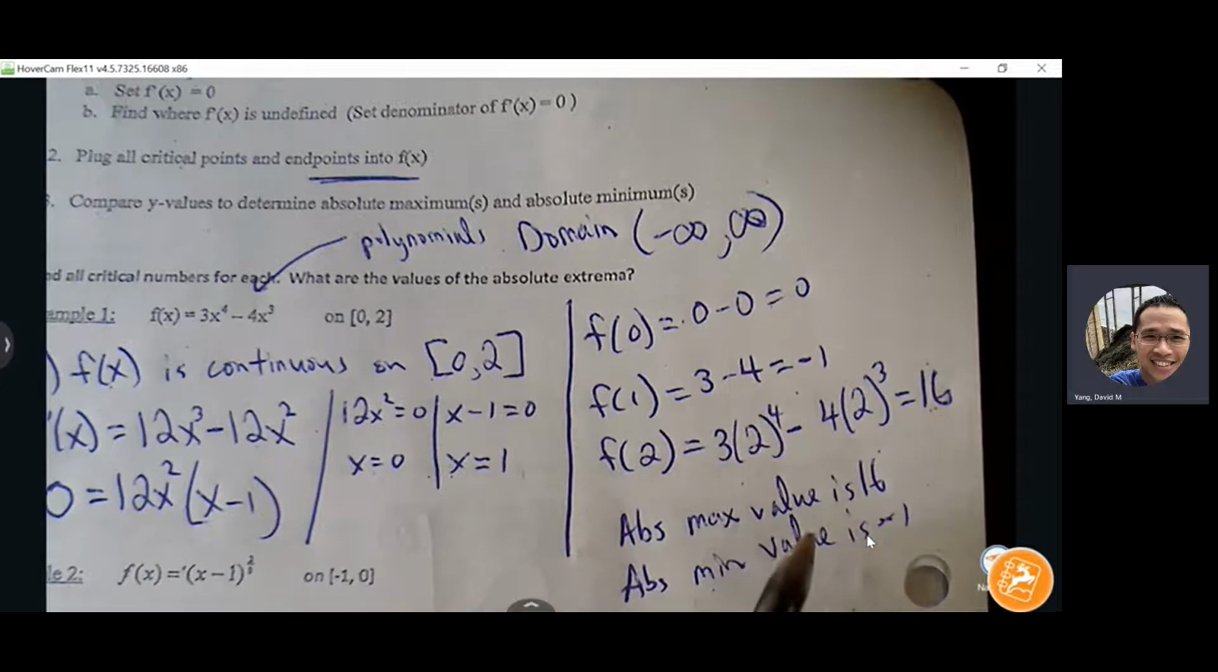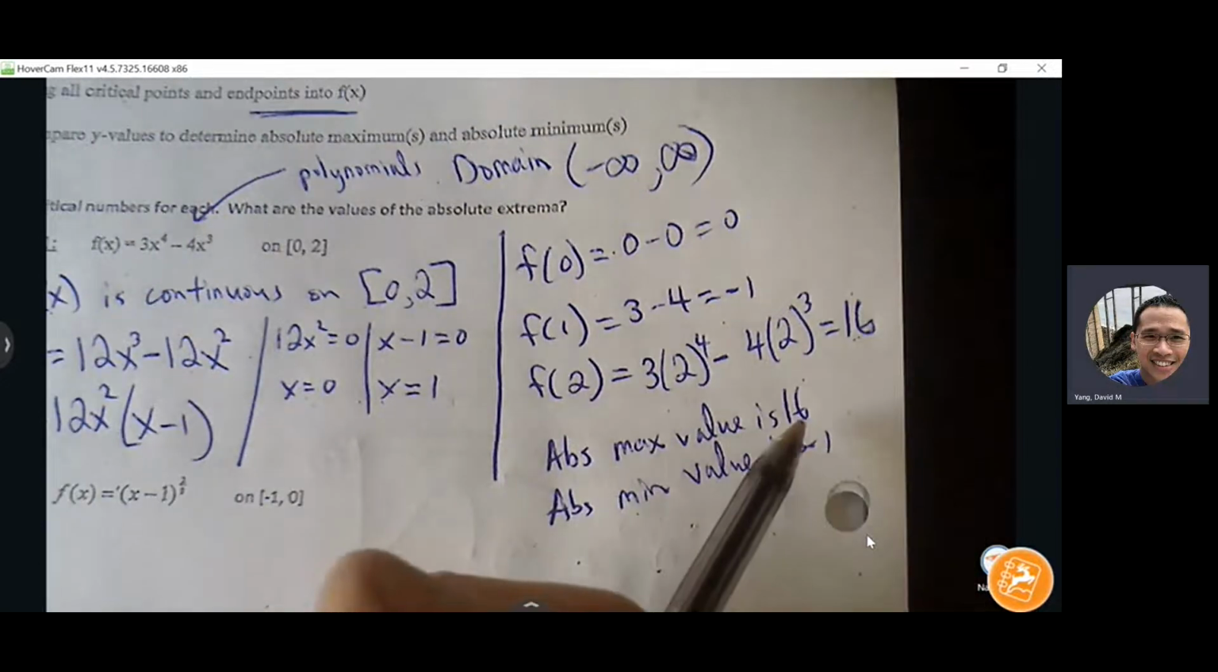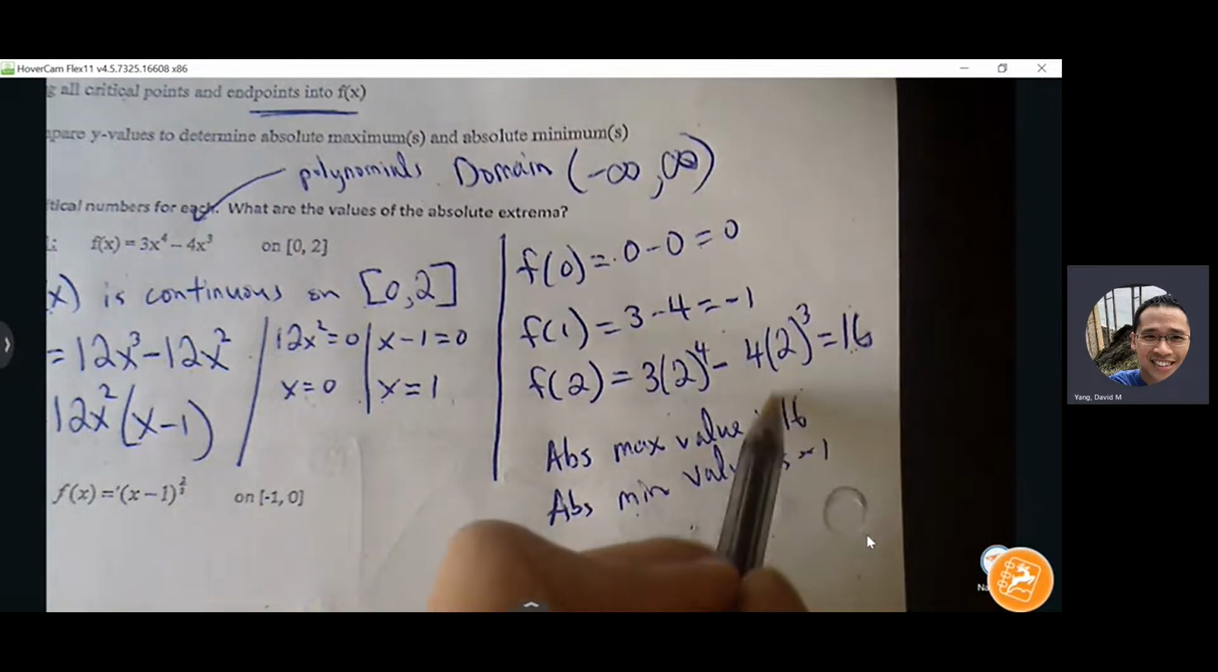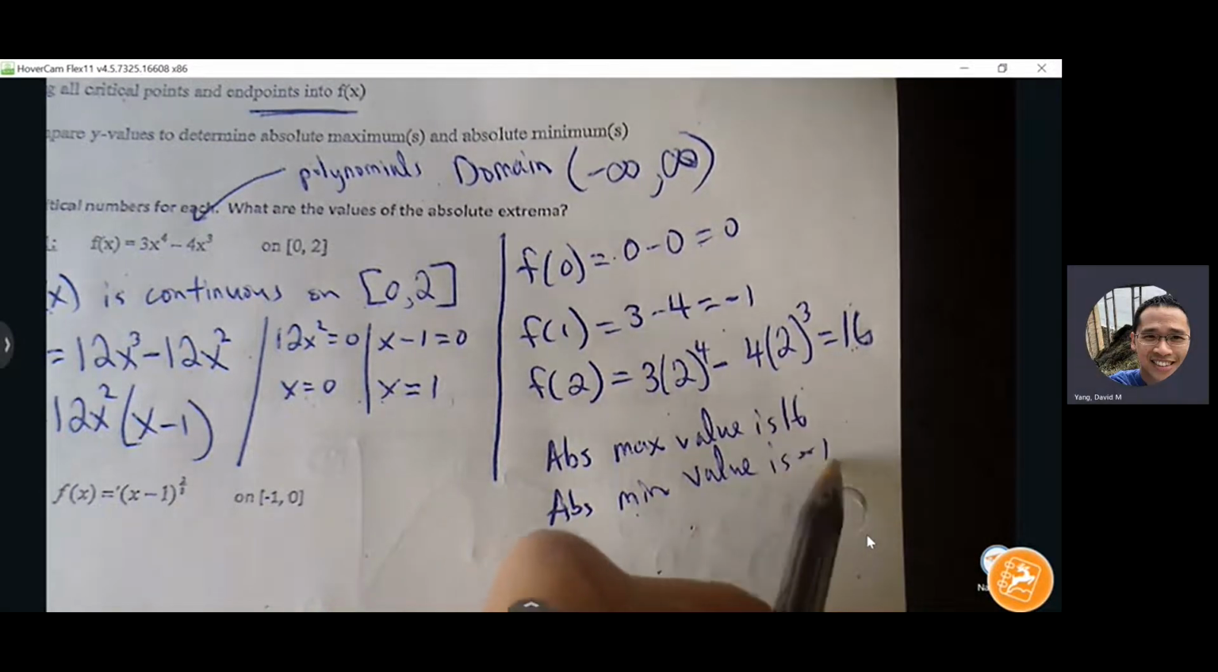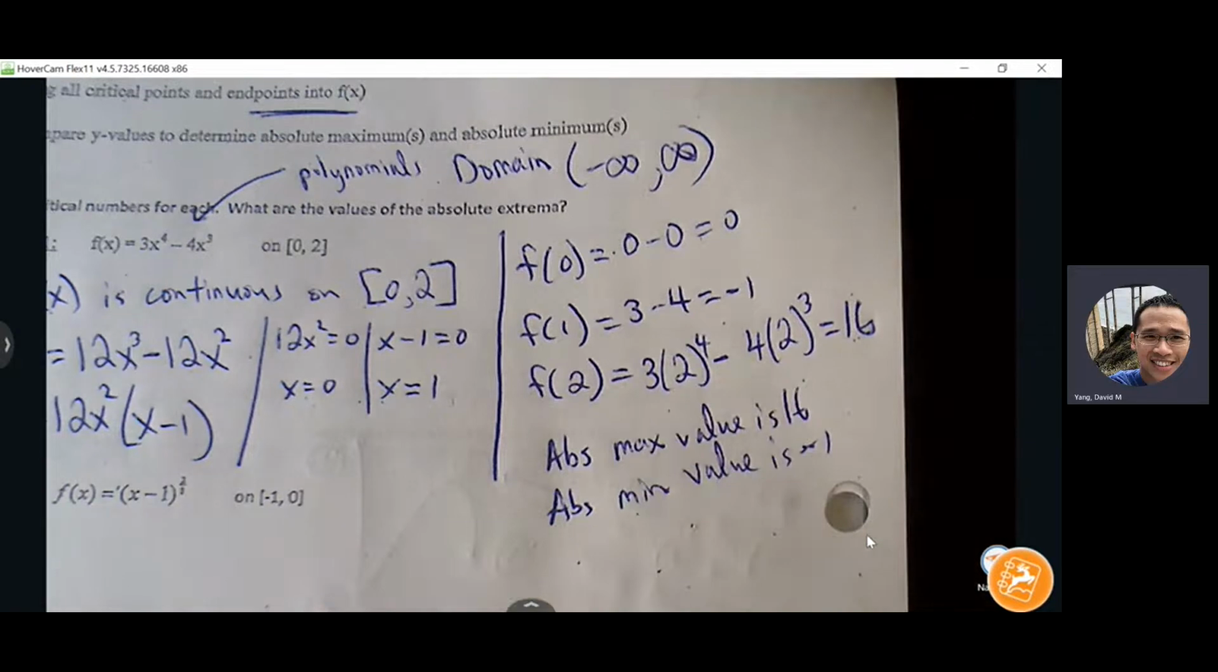In your textbook, they do present absolute max and absolute min as ordered pairs, but on the AP exam, they care about the y value. They don't care about the x.